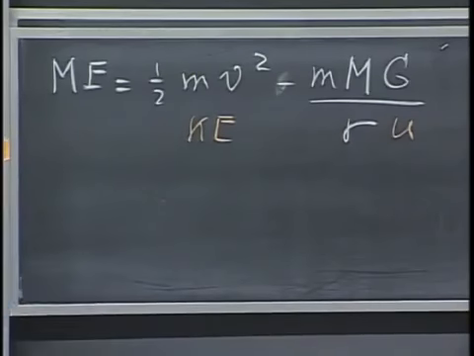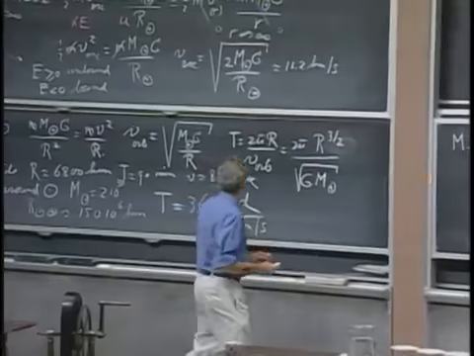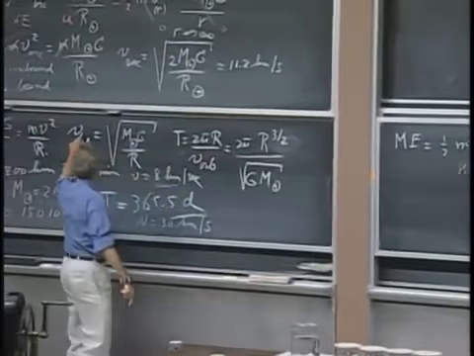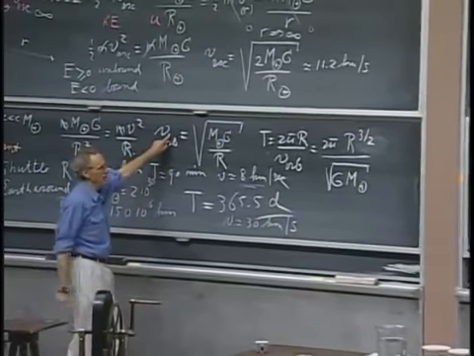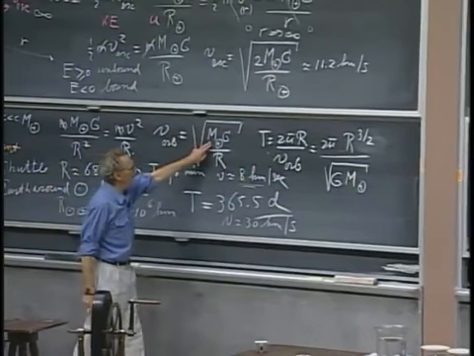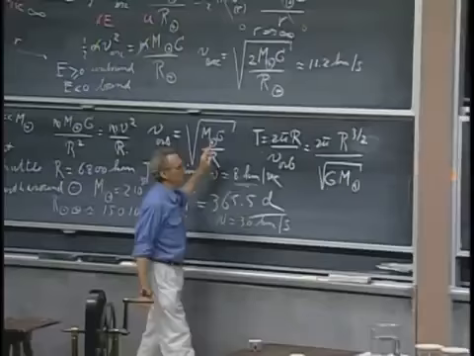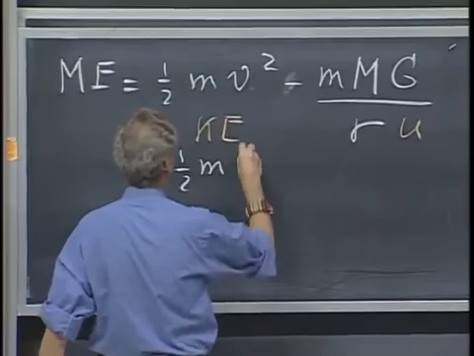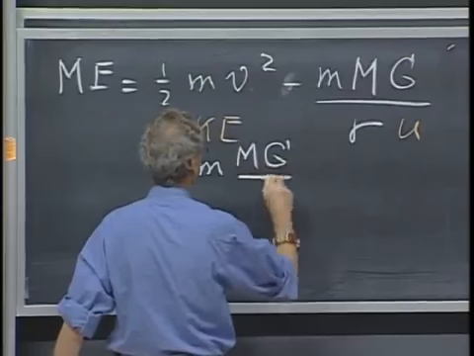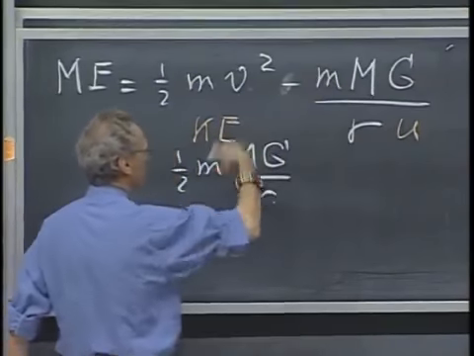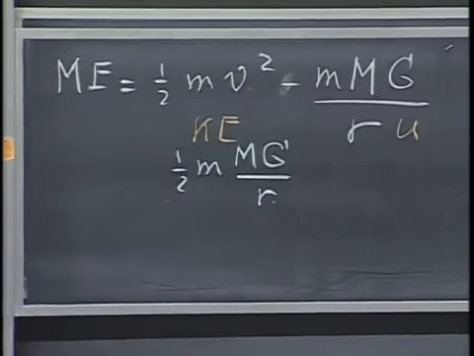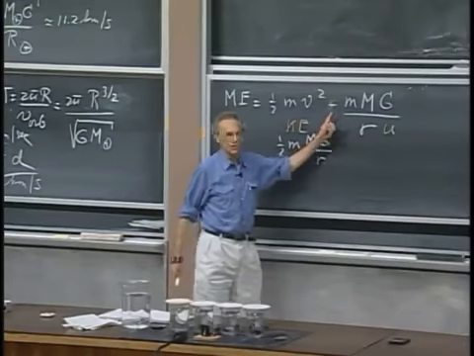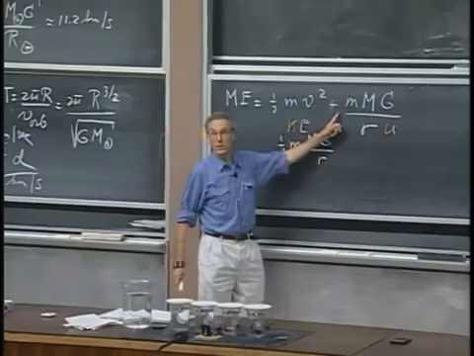But now notice, I can substitute for this v squared the square of the orbital speed, and then I get mMG over r. And so this one equals 1/2 mMG over r. And now compare the two. They almost look like carbon copies of each other, except that there is a minus sign here, which is crucial, and there is a half here, which is missing here.